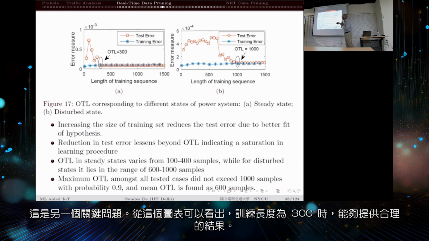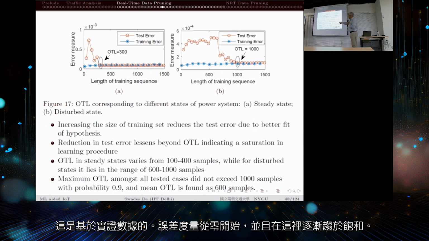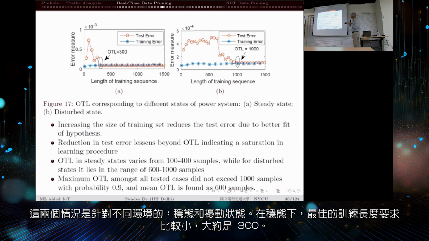So this says that this is the optimum training length, 300 is giving reasonable results. This is kind of an empirical data set. The error measure is getting reasonably saturated over here. And what are these two cases? Length of the training sequence, and these measures. I think these two are for different environments. Here, this is the steady state and this is the disturbed state.